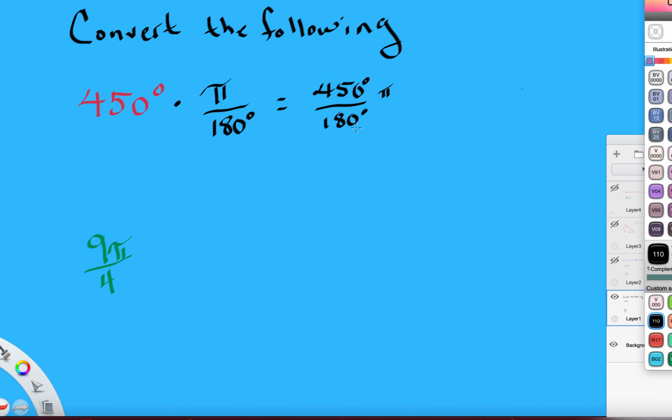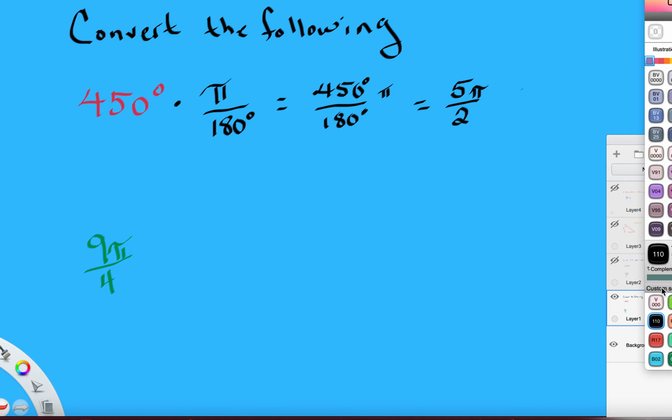Okay, you can automatically divide by 10, but then 18, is there 18 in there? No, but there's a 9 in here, right? So you could divide both of these things by 90, even if you didn't know that. 90 times 5 is 450, and 180 divided by 90 is 2. There we go, 5 pi over 2. Right? So it's just simplifying a fraction. Basically, it's not a big deal.